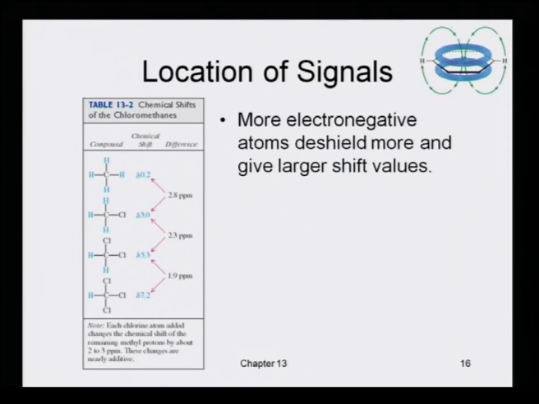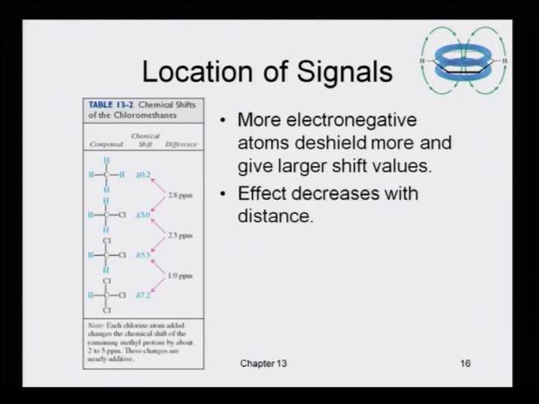So, looking at the table, you will see that chloromethanes have different chemical shifts. A simple methane will show a signal at 2.8 ppm, but if there is one chloro group, you will find it at 2.3. If there are two chloro groups, then you will find it at 1.9 and so on and so forth. So, more electronegative atoms that are attached create more deshielding, and it gives larger shift values.